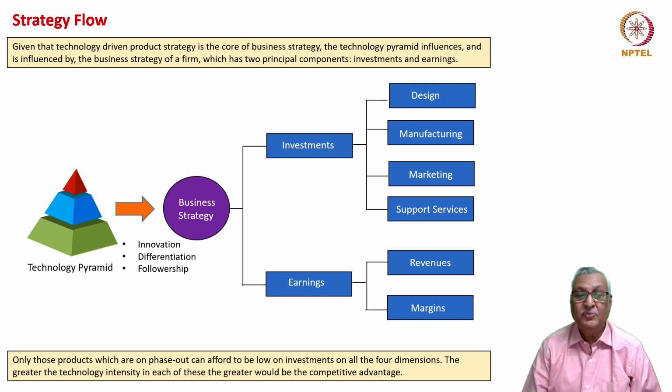And it has two principal components, investments and earnings. Investments have to be made in design, manufacturing, marketing, and support services, whereas earnings for the firm come out of revenues and margins. Only those products which are on phase out can afford to be low on investments on all the four dimensions. The greater the technology intensity in each of these, the greater would be the competitive advantage.